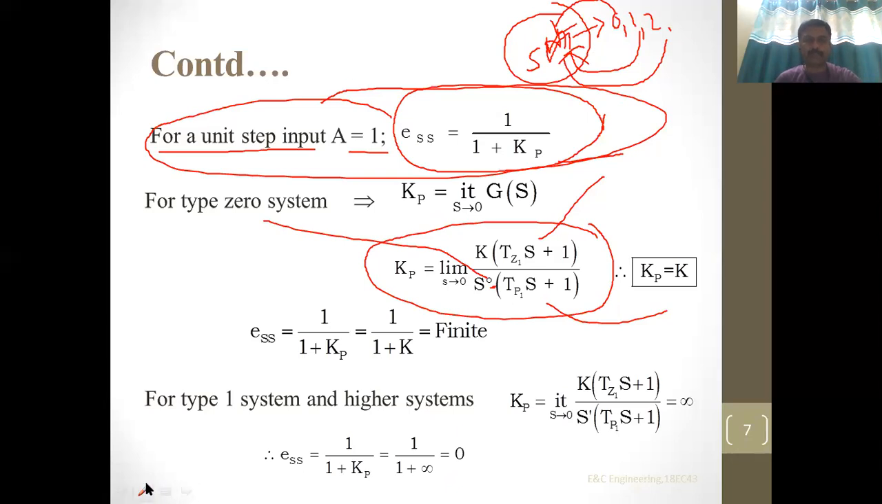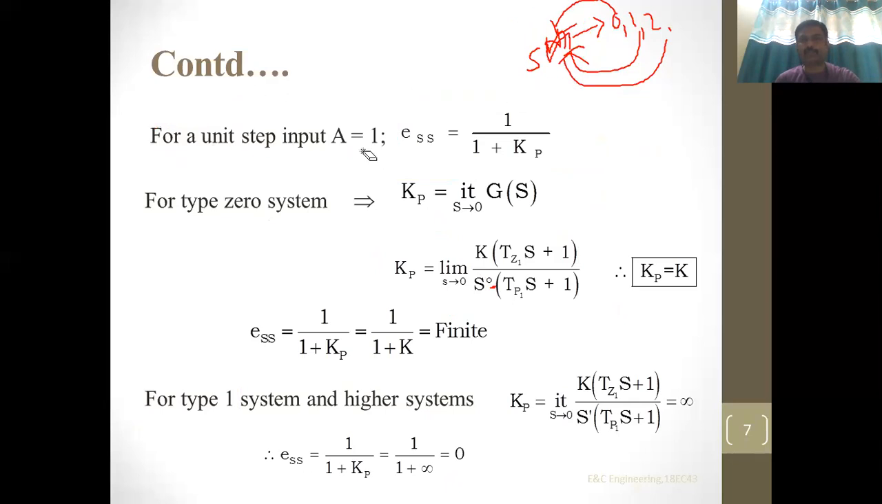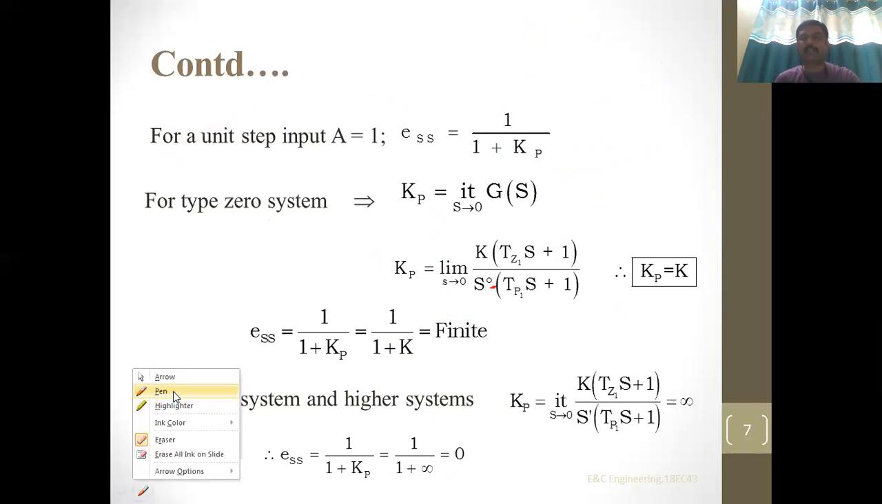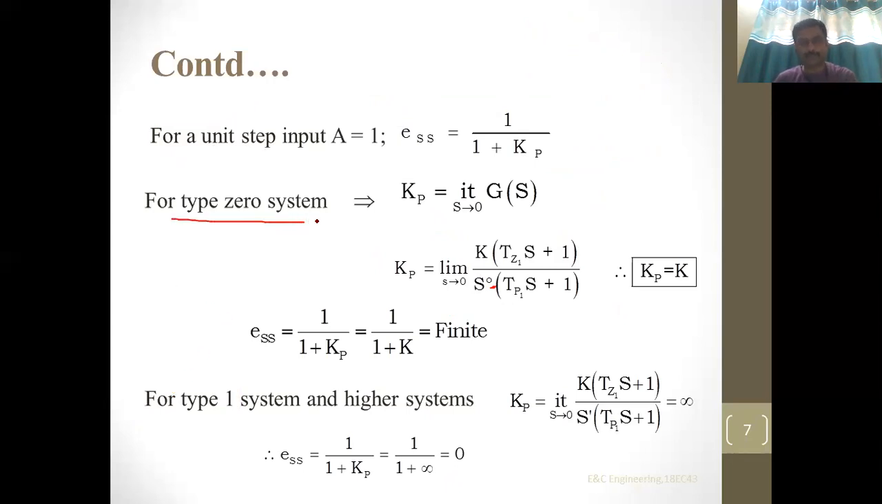Now, let me analyze for type 0. Now we understood the steady state error expression for unit step input and step input. Now we shall understand the nature of the steady state error for type 0, type 1. What will be the value? Is it okay? For a type 0 system, what is Kp? Kp is equal to limit s tends to 0 G of s. Here H of s would be present. When H of s is not shown, it is unity feedback. Is it okay? No confusion. Limit s tends to 0 G of s.